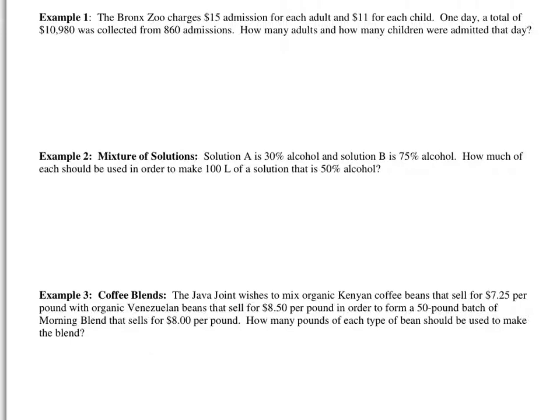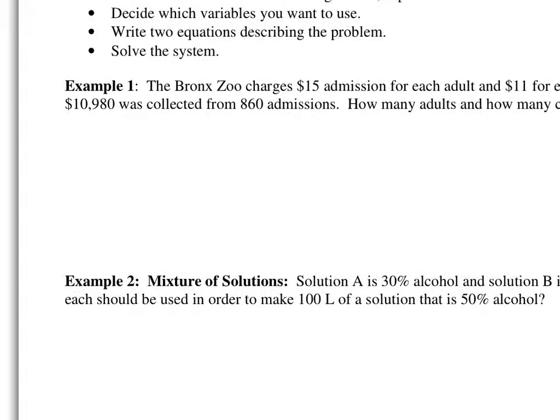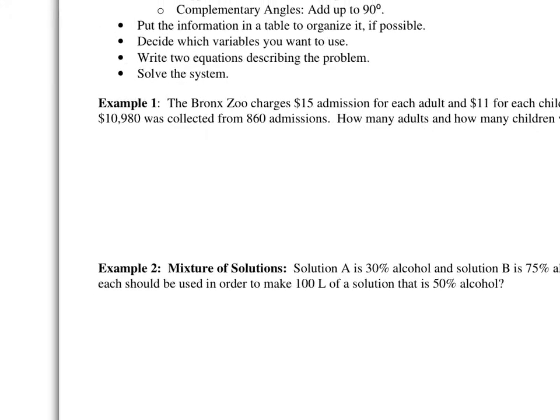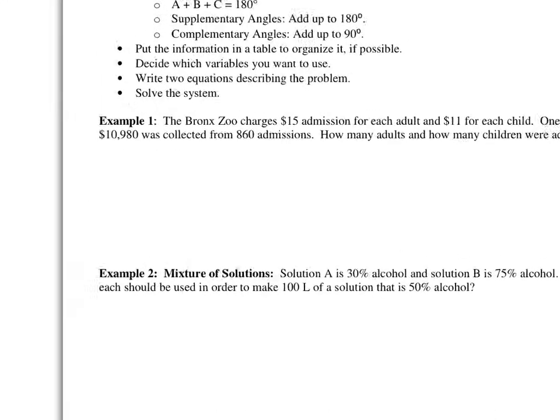The Bronx Zoo charges $15 admission for each adult and $11 for each child. One day, a total of $10,980 was collected from 860 admissions. So let's see if we can come up with some equations for this.